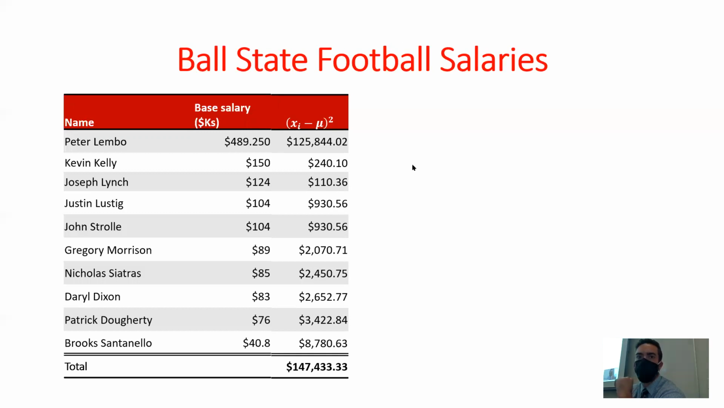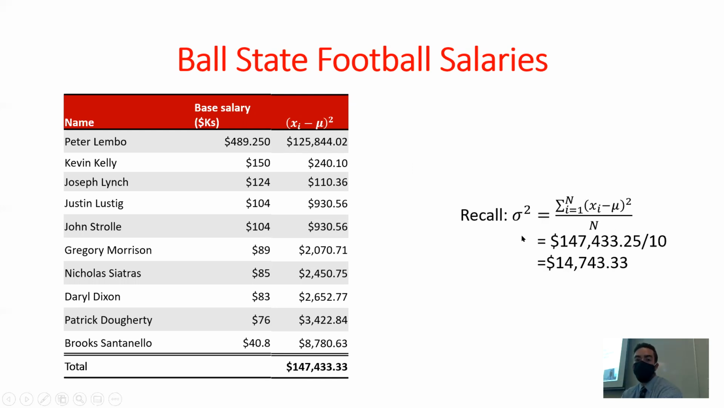Okay. So if we take that sum of the deviations squared and divide by the total number of observations, we're going to treat this like population data, and we get about 14,000.